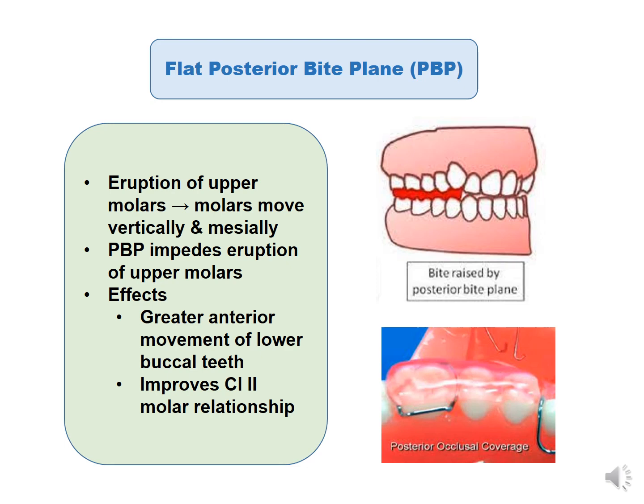So this is what normally happens without a bite plane. During eruption, the molars will move vertically and mesially. The effect of the posterior bite plane is to impede the eruption of the upper molars. This results in greater anterior movement of the lower buccal teeth, and this tends to improve the class 2 molar relationship.